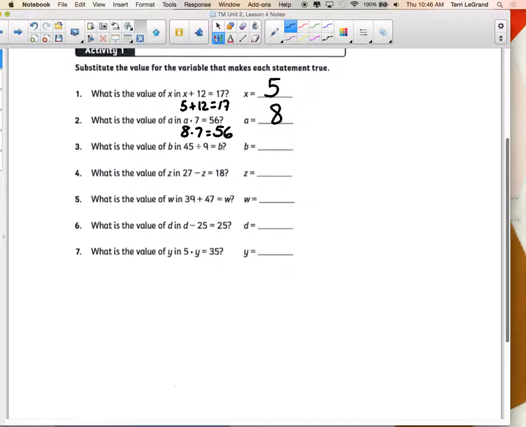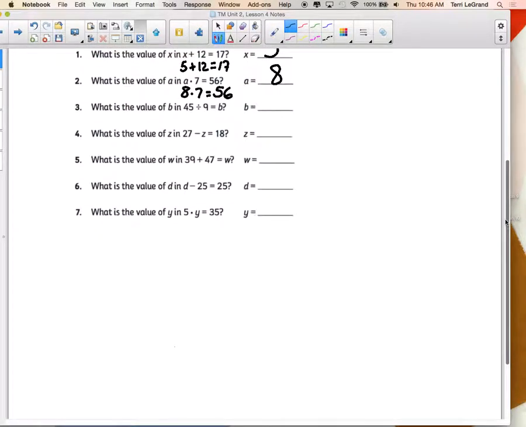Is that true, class? Okay, again, what could we think in this case? What could we process to help us get that 8? Kira? 56 divided by 7. 56 divided by 7 is what? How many times can you take 7 out of 56? You can take it out 8 times. Okay. How about number 3? What is the value of b in this one? 45 divided by 9 equals b.